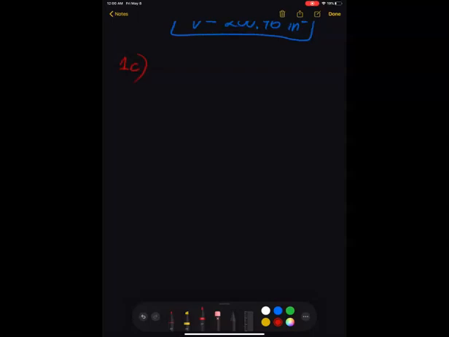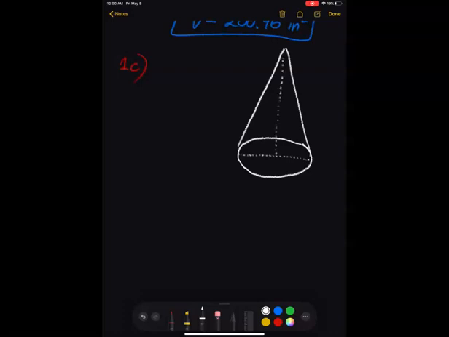1C, let's draw our cone. So there's the base of our cone. In this case, we are given a diameter instead of a radius, and we have our height. Let me draw that out. We know that our height is 6 centimeters, and our diameter d is equal to 5 centimeters.